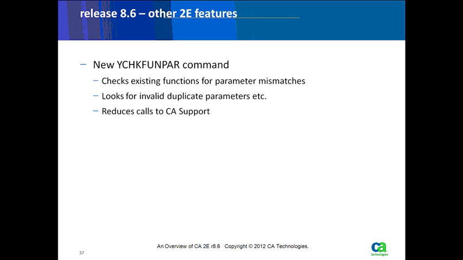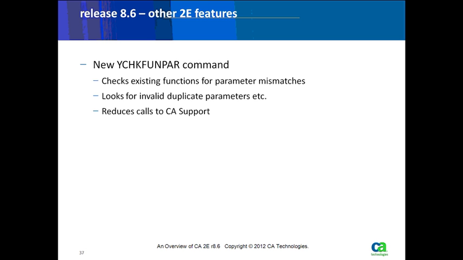Some other features, in addition to the splash screen there. We created a new command, ychook-funpar. This was spearheaded by my colleague Simon, to look at any existing functions to look for parameter mismatches. And this is effectively any kind of parameter mismatch there might be. So it looks in the parameter files and the action diagram files, and looks at ways where maybe one thing has been changed but not another. Obviously very powerful for the new enhanced array support, because we may be passing different kinds of parameters.